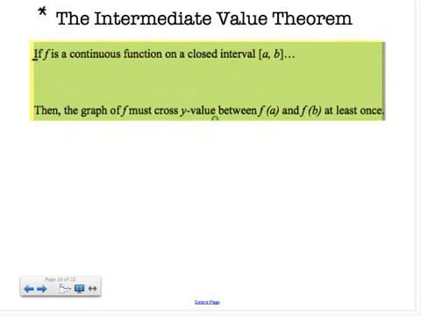It says if f is a continuous function on a closed interval a to b. Those are x values. Now, we know what continuous means by definition, and we also know what it means kind of intuitively in our heads, right? It means we can draw the graph without lifting our pencil. All right, so if f is a continuous function, then the graph of f must cross every y value, sorry about that, between f of a and f of b at least once. It's a very simple theorem, and it's pretty obvious, I think, when you think about it.